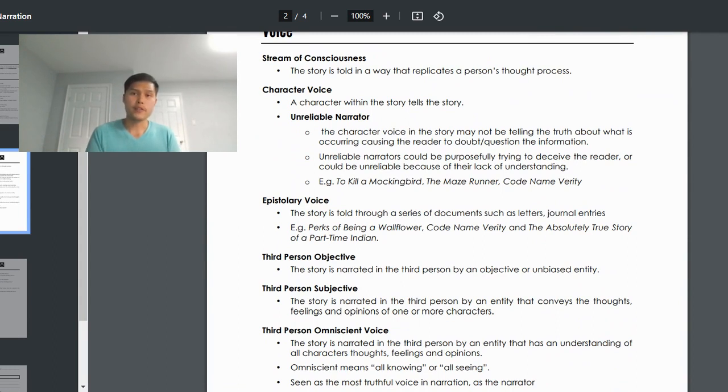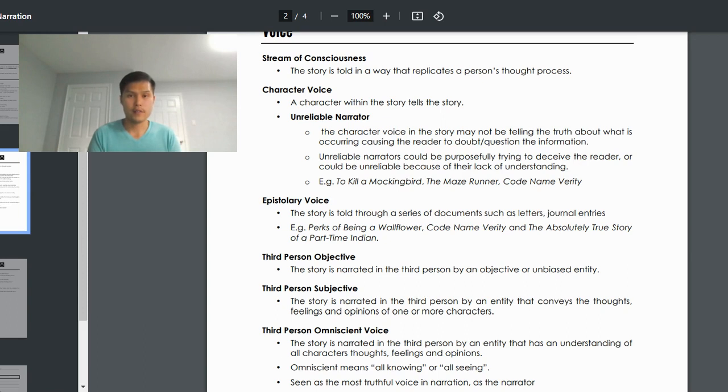Unreliable narrators could be purposefully trying to deceive the reader, or could be unreliable because of a lack of understanding. So, for example, To Kill a Mockingbird is told from the eyes of a little girl. So how much can we believe at the time, right? Because of the narrator, in this case, a little child.